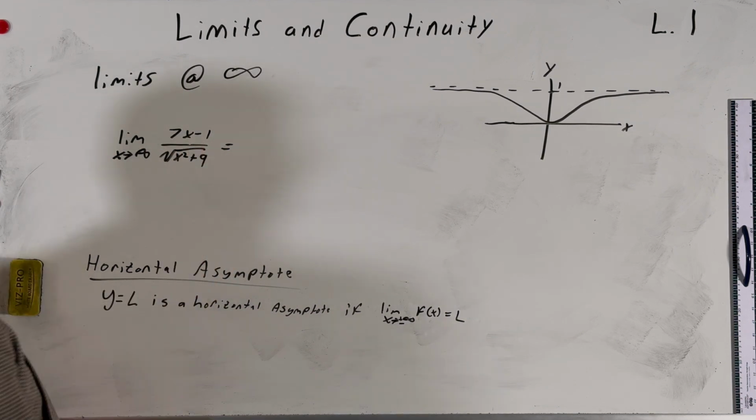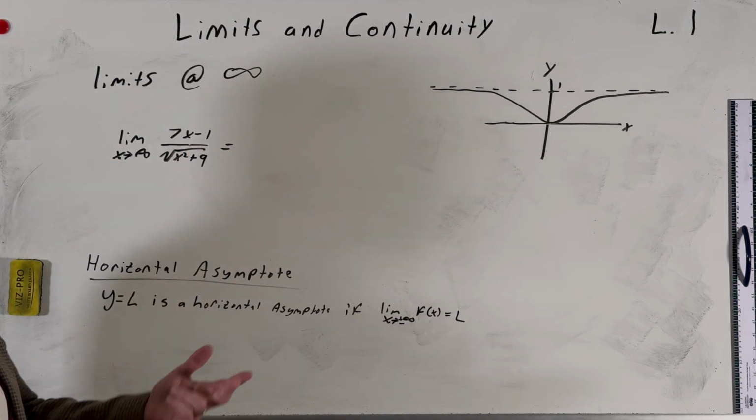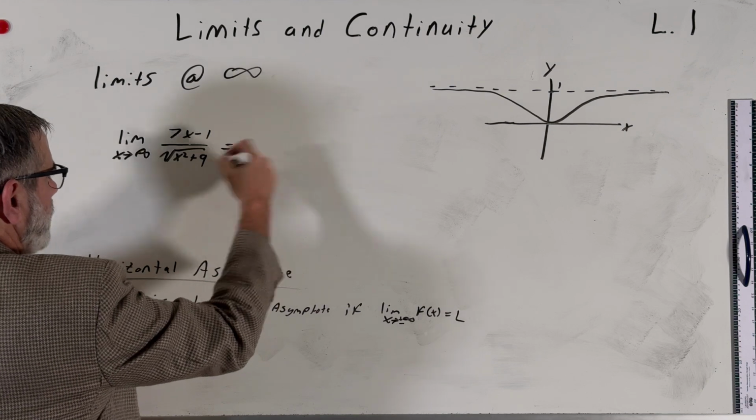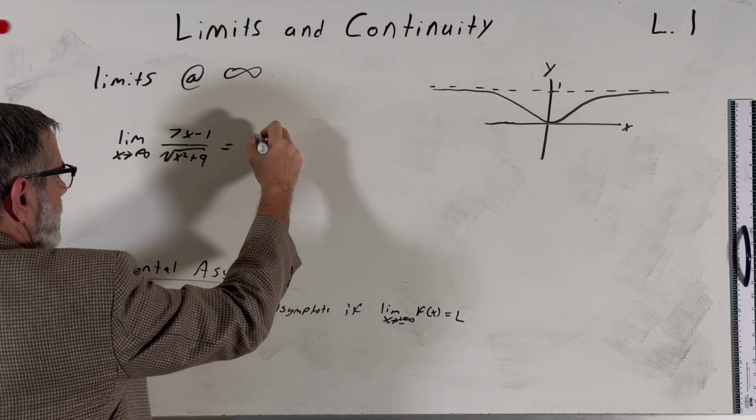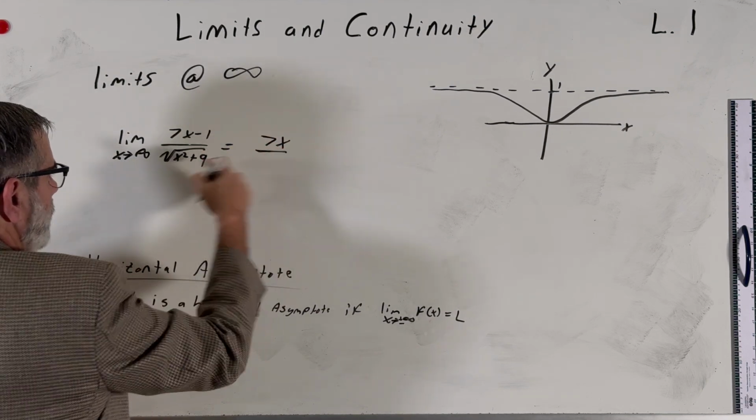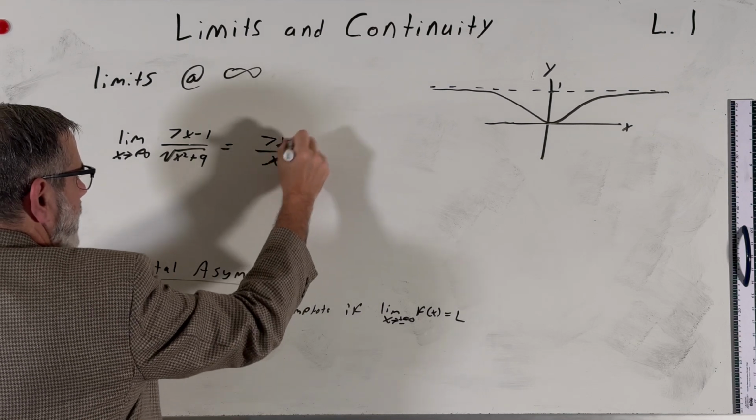And this 1, similarly, right? 7 times a really big number minus 1 is just 7 times a really big number, right? So this, as we get to big x's, right, is going to be 7x over, well, the square root of x squared is just x, right? The x's cancel, I get 7.